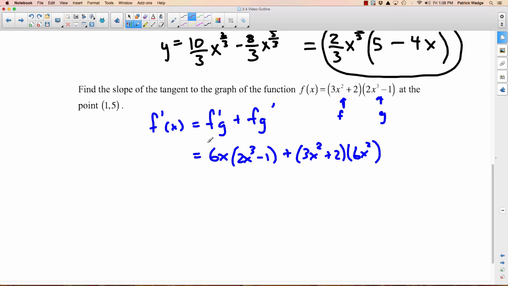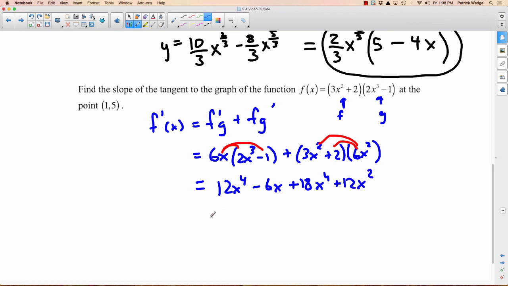Done. Let's use the distributive property here, and kind of going backwards, but it still works. Order doesn't matter when you multiply. 6x times 2x cubed is 12x to the 4th. 6x times negative 1 is negative 6x. 6x squared times 3x squared is 18x to the 4th. 6x squared times 2 is 12x squared. Combine the x to the 4th, you get 30x to the 4th plus 12x squared minus 6x.